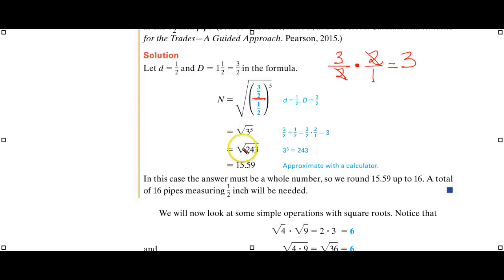Put that in your calculator and get 243, and then take the square root of that. And notice, while this is an exact answer, this will be an approximation. And we're rounding it to 2 decimal places.